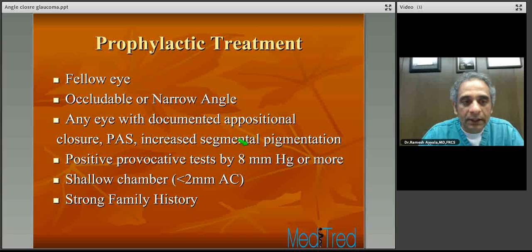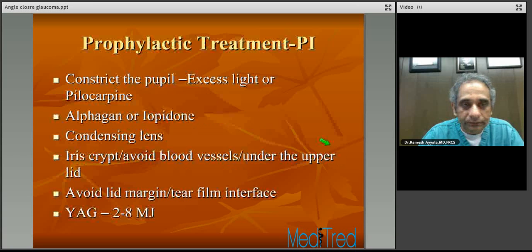Prophylactic treatment is indicated for the fellow eye of a patient with an acute attack of glaucoma in one eye, or those with occludable and narrow angles. Any eye with documented appositional closure, peripheral synechial adhesions, increased segmental pigmentation deserves this prophylactic treatment. Also, those patients that exhibit positive provocative test by 8 millimeters or more, shallow chambers, and strong family history. So the treatment that's proposed here is a peripheral iridotomy.